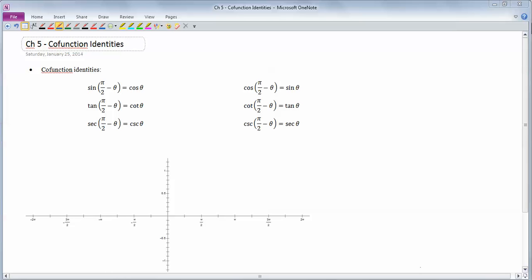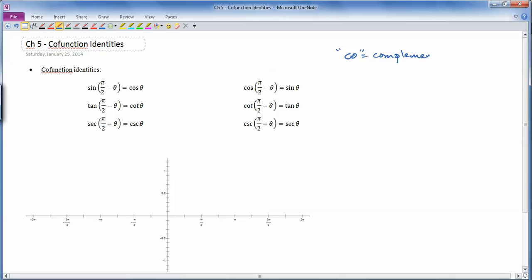All right, so this video is about the cofunction identities, and cofunctions are the trig functions that are related by, basically, the word co. So sine and cosine, tangent and cotangent, secant and cosecant. And in the word cofunction, the co stands for complementary.